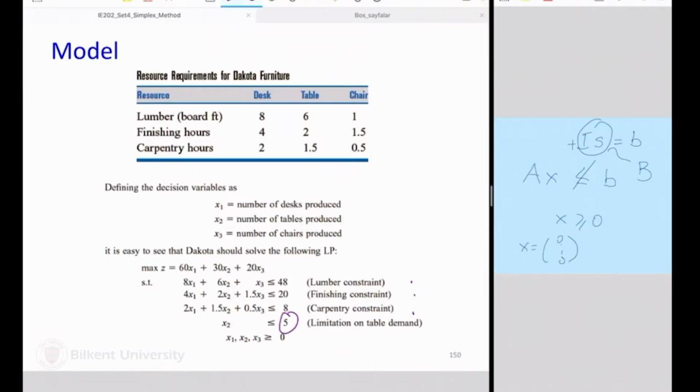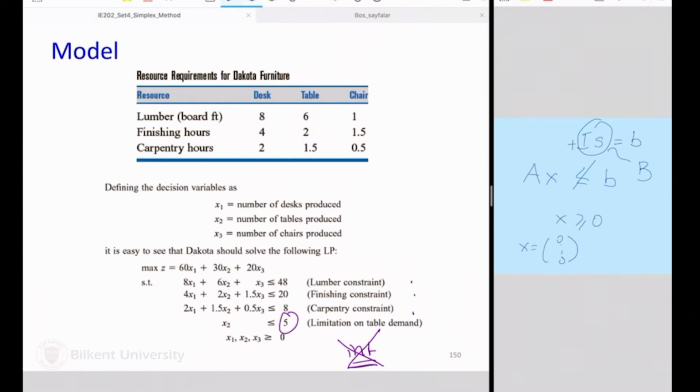Sounds good? So typically, I would like to see integers. These are tables, desks, and chairs. But I am going to make an assumption that it's OK to produce 3.2 tables, and then I will round it up to the nearest integer possible. All right, so I'm going to solve it as if fractional values are available.